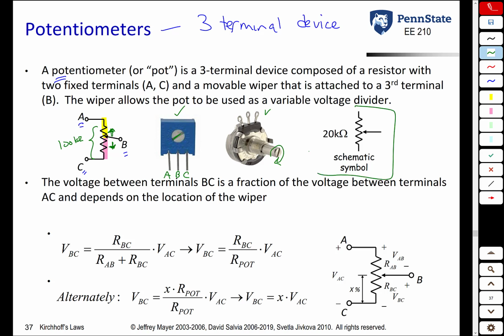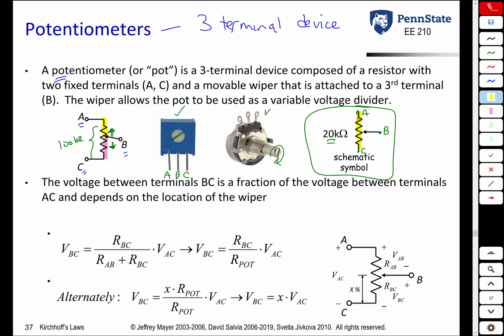Schematically, we will use this symbol for potentiometer, where of course this terminal is A, this terminal is C, and the one connected to the wiper blade with the arrow is B. You always need to have a value for the potentiometer. What that represents is the total resistance of that potentiometer.